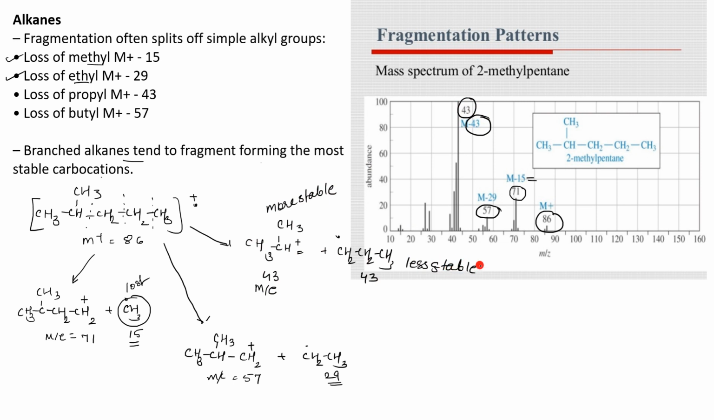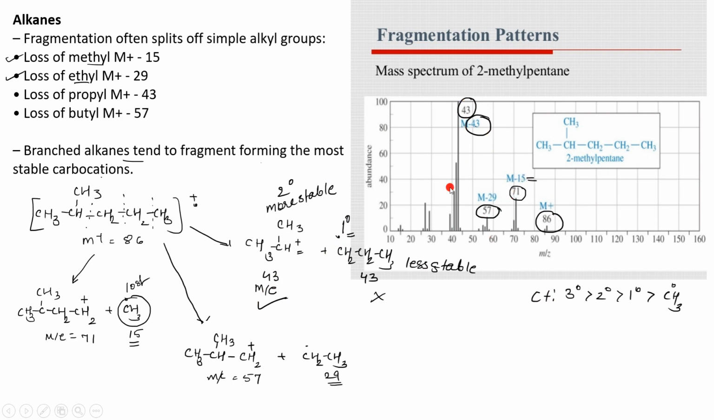Yes or no? So what is the stability order? Tertiary, secondary, primary, and methyl. This is your secondary carbocation, sorry, we are talking about carbocations, and this is your primary carbocation. So out of these, one will show the peak, and this one will be lost. If you subtract 86 minus 43, what are you getting? 43. This is how you are getting fragments.